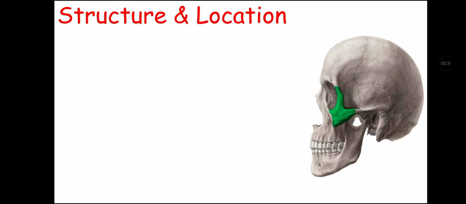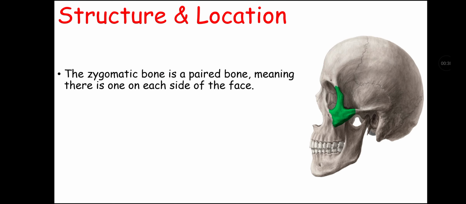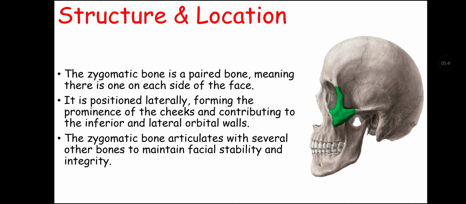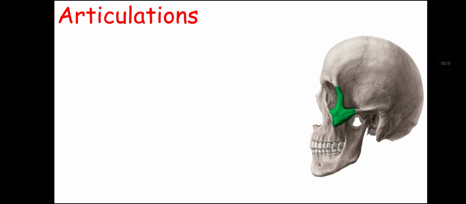Now let's talk about structure and location of zygomatic bone. Zygomatic bone is a paired bone, meaning there is one on each side of the face. It is positioned laterally, forming the prominence of cheeks and contributing to inferior and lateral orbital walls. The zygomatic bone articulates with several other bones to maintain facial stability and integrity.